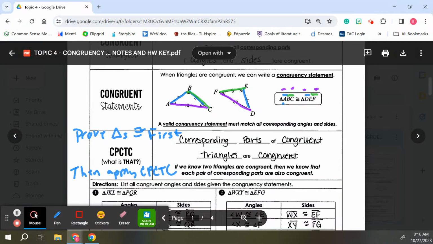Questions on this? Is anybody still writing this down? Yes. Oh, then apply CPCTC. So you got to prove triangles congruent first, then apply. CPCTC cannot work unless you have congruent triangles, bottom line. Okay. If you try to apply CPCTC before you have congruent triangles, something goes very wrong very quickly. Because it literally says congruent parts of congruent triangles. So that's kind of a big deal.